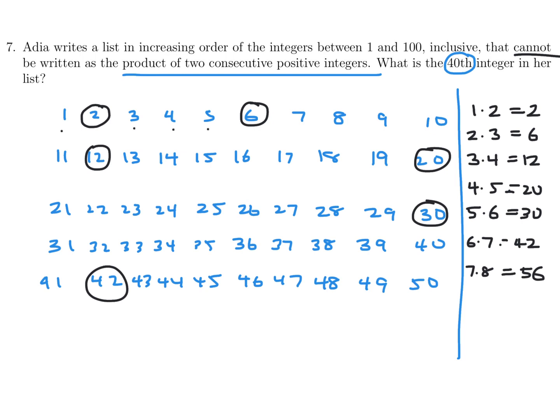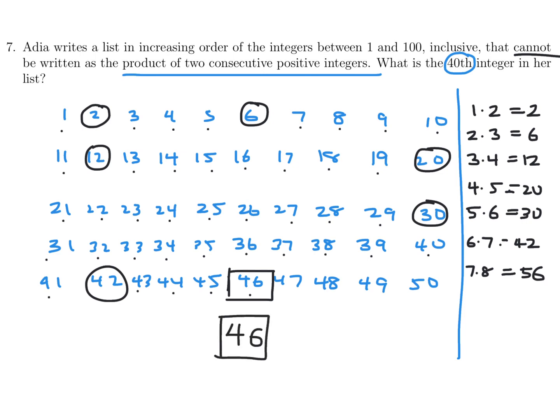1, 2, 3, 4, 5, 6, 7, 8, 9, 10, 11, 12, 13, 14, 15, 16, 17, 18, 19, 20, 21, 22, 23, 24, 25, 26, 27, 28, 29, 30, 31, 32, 33, 34, 35, 36, 37, 38, 39, 40. And I have it. So the 40th integer in this list is 46. And 46 is obtained by removing these numbers from the list, which are numbers that can be written as the product of two consecutive positive integers.